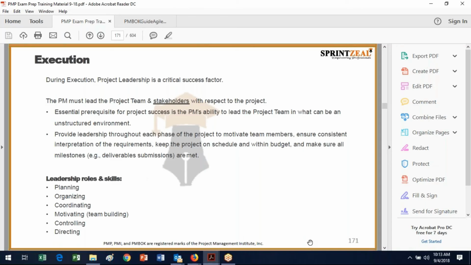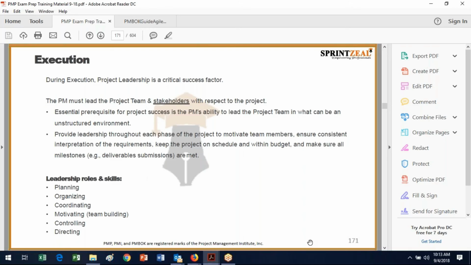Again, as a project manager, your ability to lead the team is critical to success, and you need to provide leadership through each phase and keep the project on time, within budget, and make sure the milestones are met. Leadership roles and skills include planning, organizing, coordinating, motivating, controlling, and directing as part of that process.